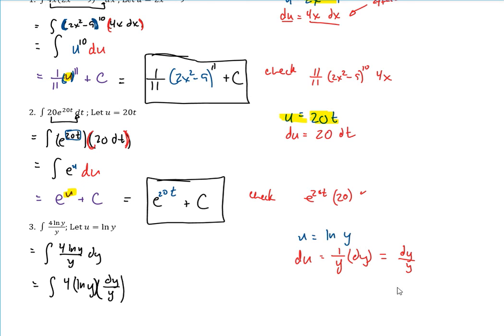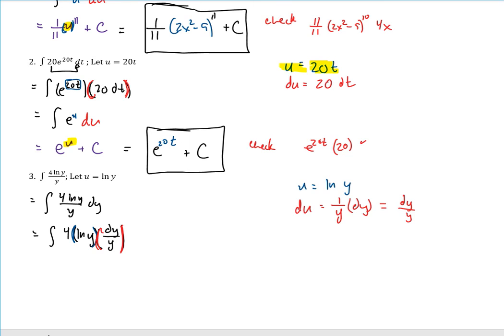Okay, and then now I should have everything that's ready in my u and my du and the blue and the red. And so notice I've got this here. That whole thing is u. And then this whole thing right here is my du. And so we can rewrite this. This becomes the integral of 4 natural log of y, we're saying, is just u. And then the dy over y is du.